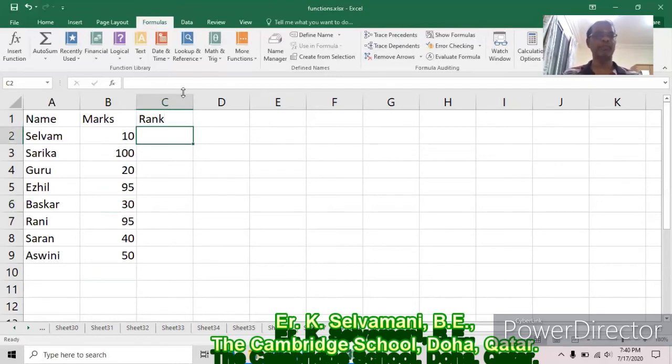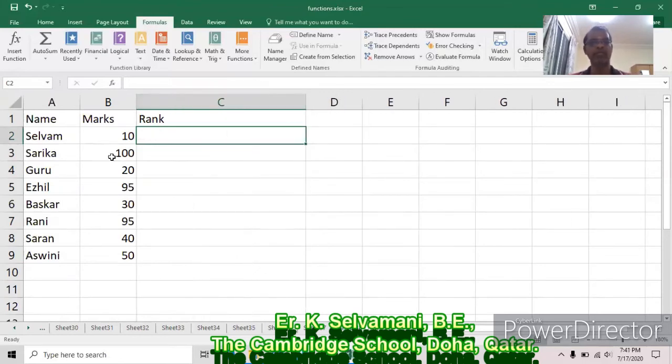So just consider Sarika got 100 marks. It should be first rank, no problem. Then we have to go for 95. Both students, Adil as well as Rani, got 95 marks. This is second rank, here also second rank. Since two students already got second rank, there is no third rank. So the next will be fourth rank. Here, 4th rank, 5th rank, 6th, 7th, 8th. Likewise, you should go.